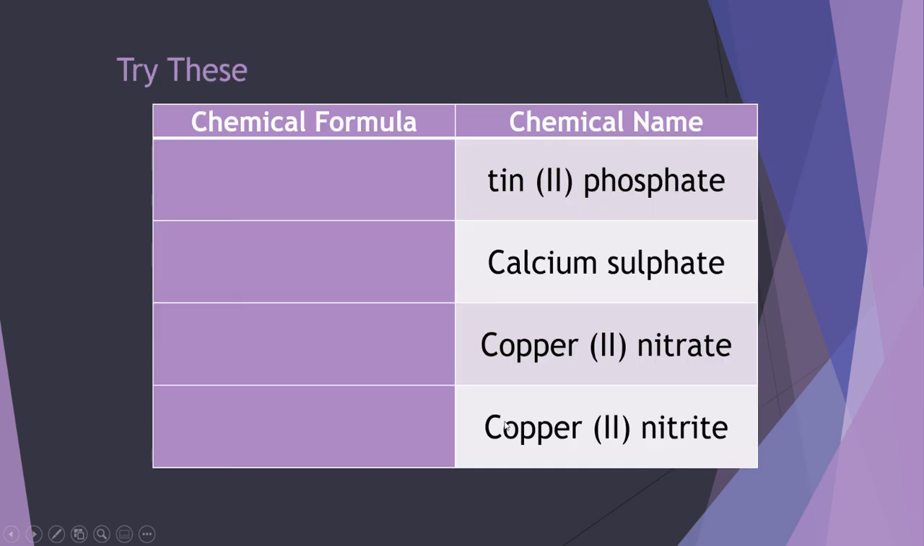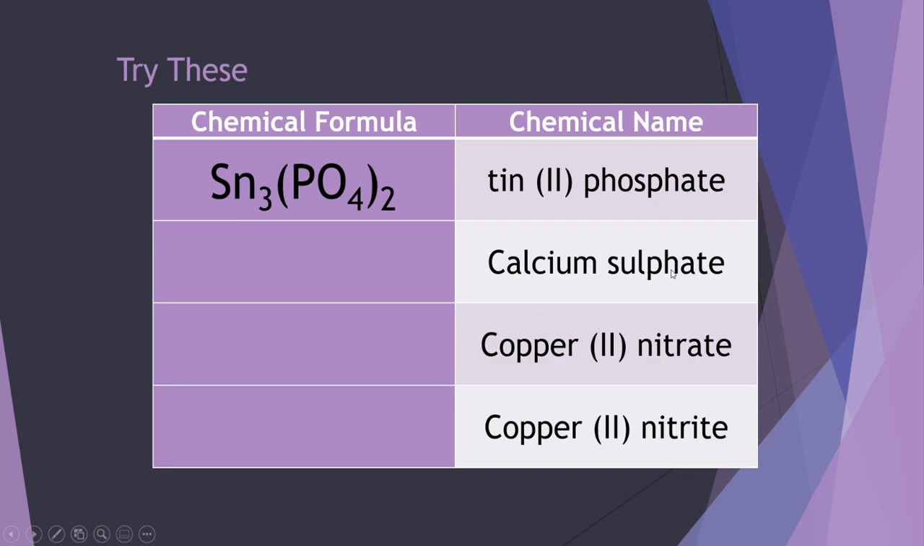So let's try these. We've got tin 2 phosphate. So when we take a look at it, tin has a +2 charge, phosphate has a -3 charge. So when we write them and crisscross them, we're going to get Sn3(PO4)2, because there's got to be 2 phosphates.